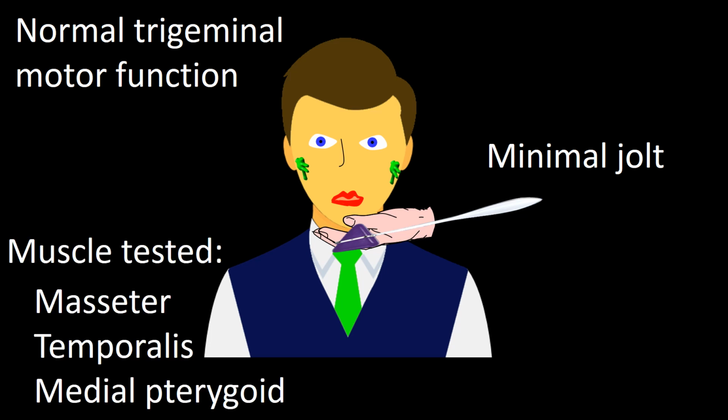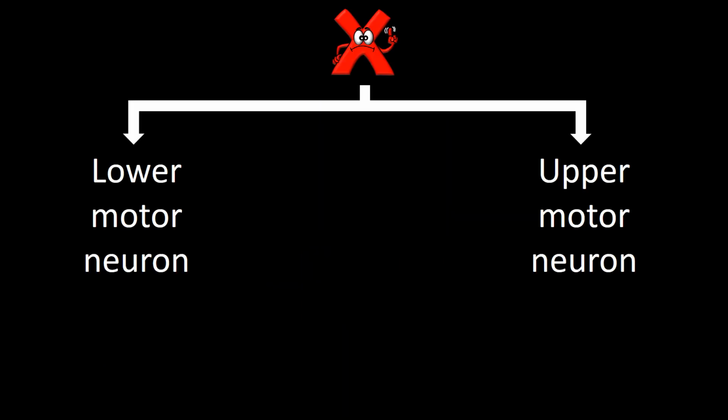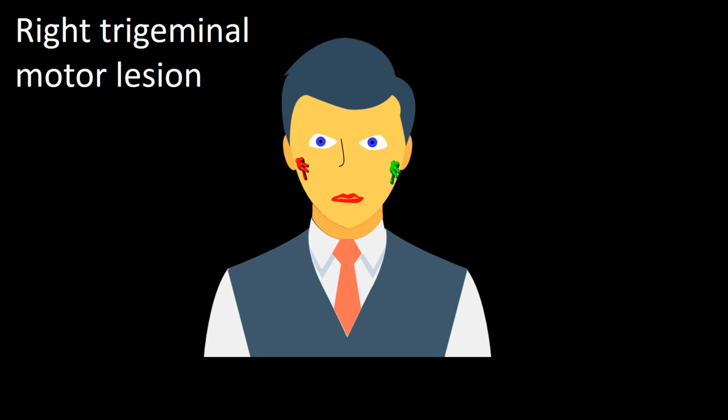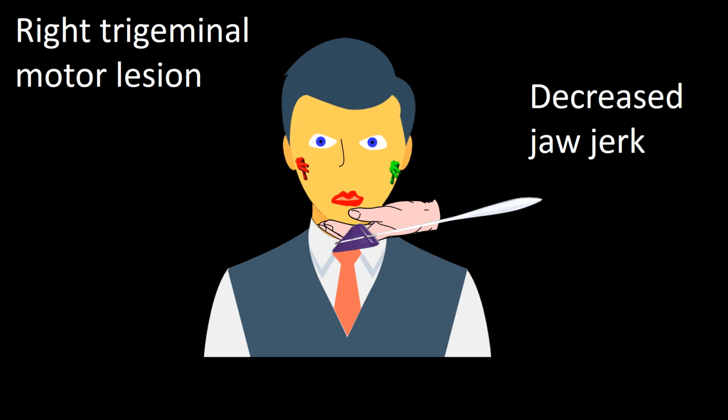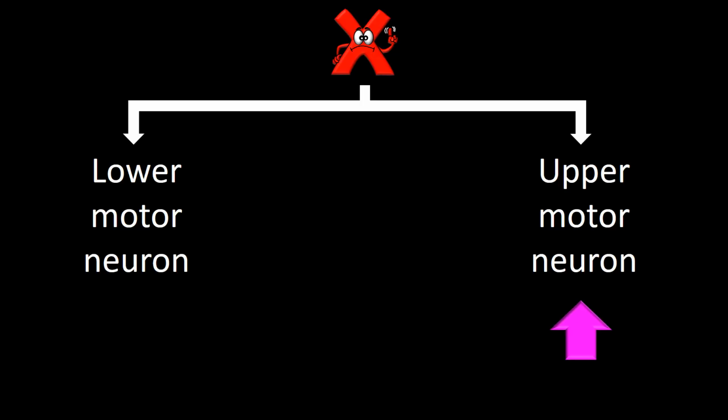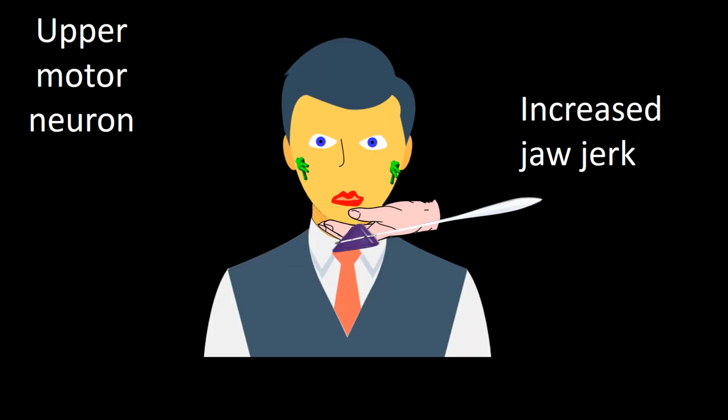The primary muscles tested are those that close the mouth: the masseters, temporalis, and medial pterygoid. If abnormal, the abnormality could be in the lower motor neuron, let's say right trigeminal motor lesion. The jaw jerk is decreased. But on the other hand, if the lesion is in the upper motor neuron, the jaw jerk will be increased.